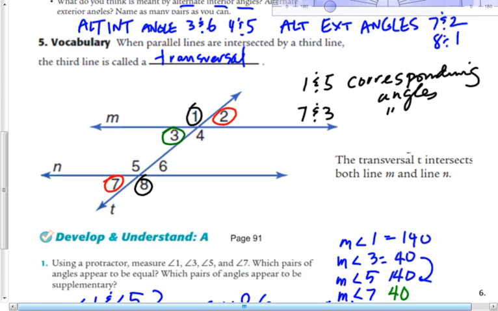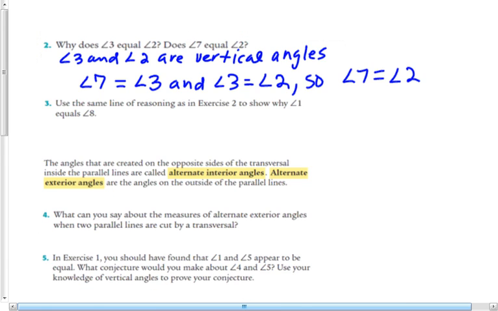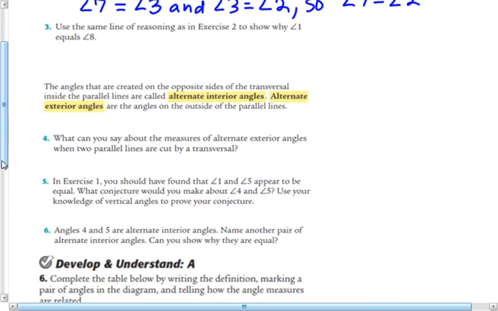And we also are going to find out that 3 and 6 are equal. And so are 5 and 4. And those are alternate interior angles. So alternate interior angles and alternate exterior angles are equal. And that's the name we're going to use for those. So we can answer this one right now. They are equal in measure.